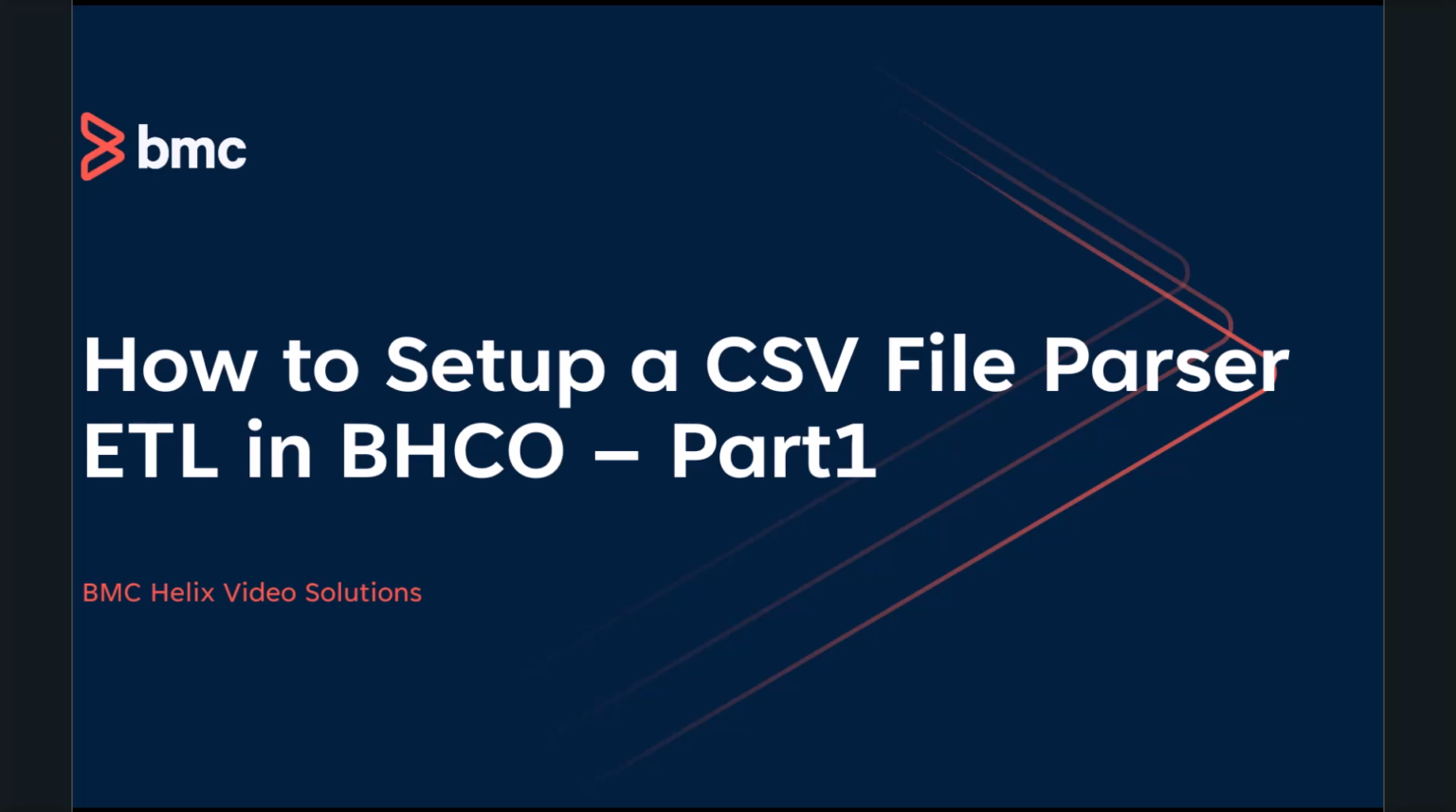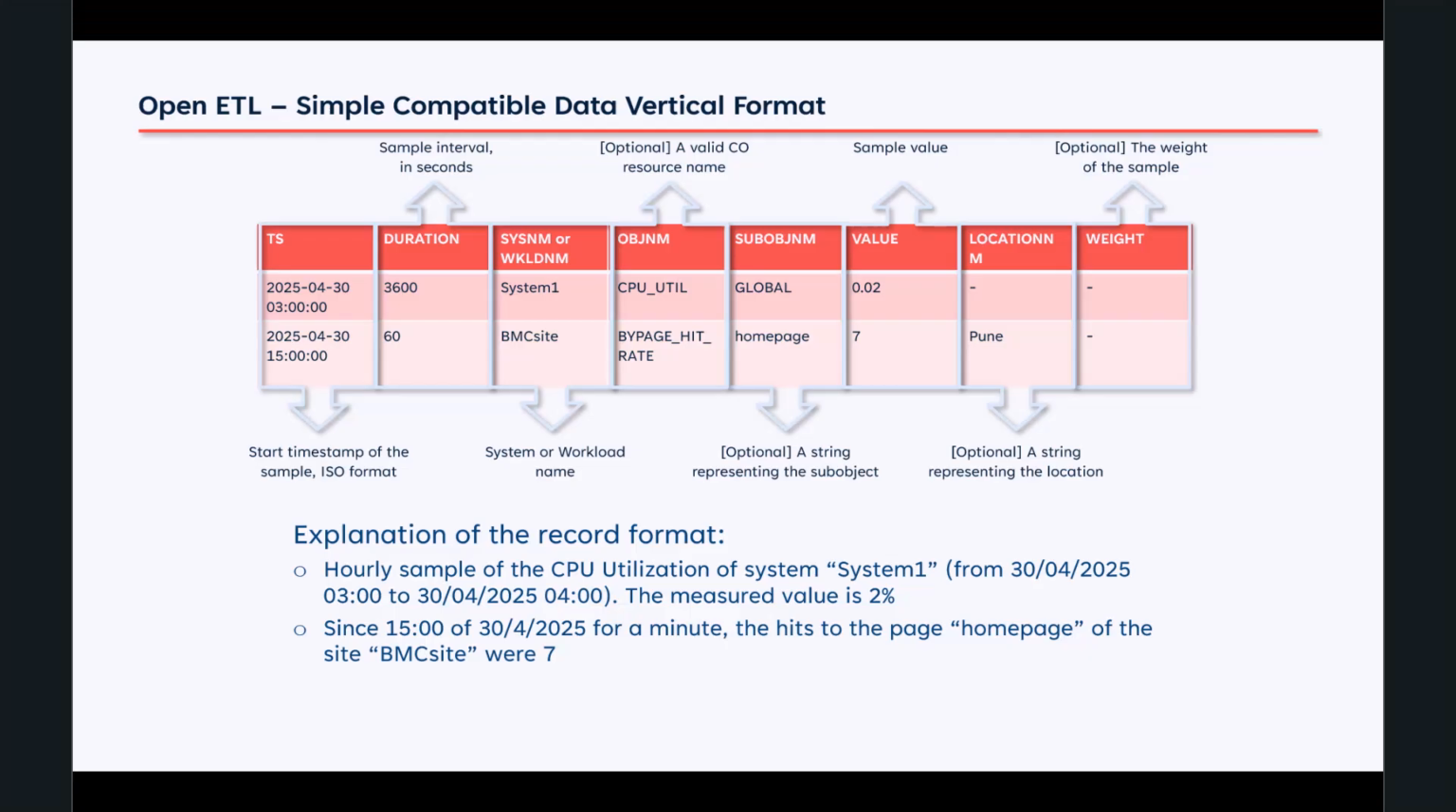In this video, we're going to see part 1 of how to set up a CSV file parser ETL in BHCO. If you already know about vertical dataset structure, you can directly go to part 2. The CSV file parser uses the sys.dat or workload.dat data vertical format.